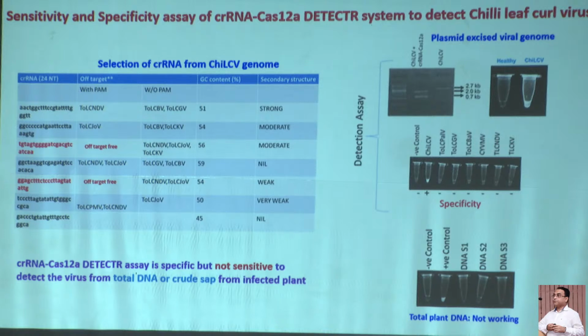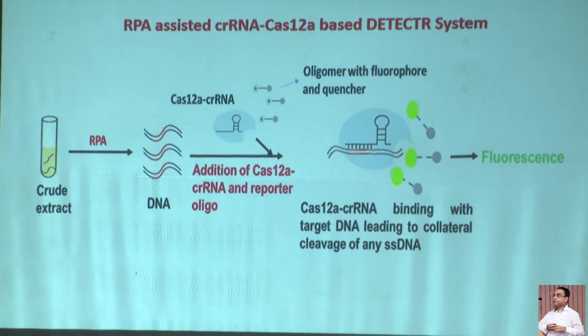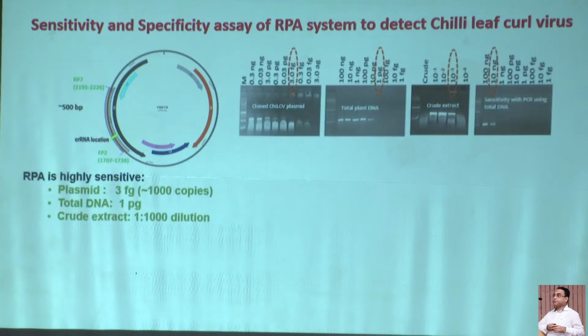On the other hand, when I talk about the RPA technology, I have told you that it is very sensitive. From the total crude extract, you can detect the virus, but it does not have specificity, because we are doing it at a low temperature. So we are adding the RPA just prior to the CRISPR reaction. The RPA technology we have standardized for this virus. This is from the clone plasmid. It can detect up to the 3 picogram level of total DNA, and also from crude extract. So we don't need to isolate any nucleic acid.